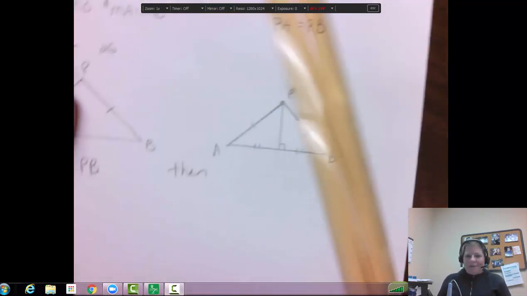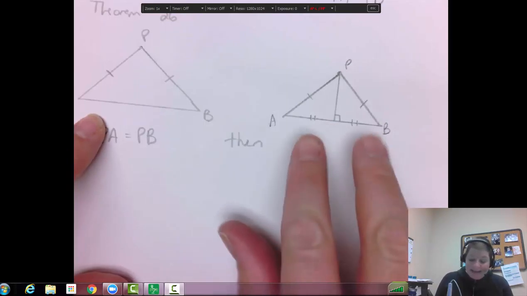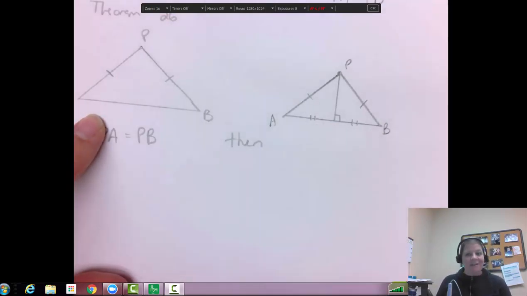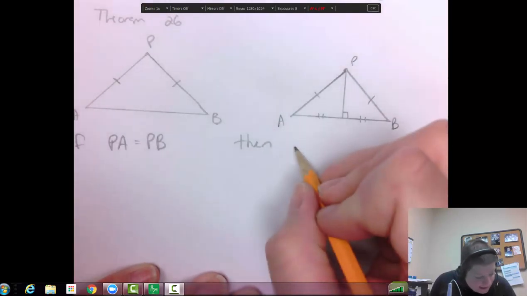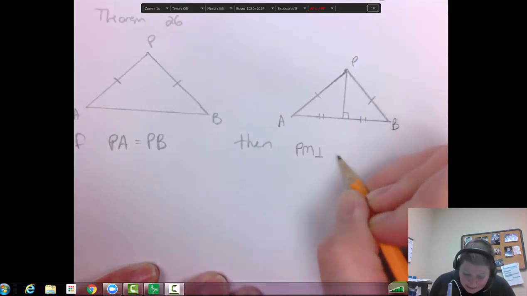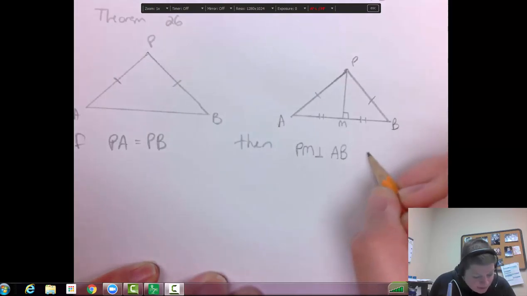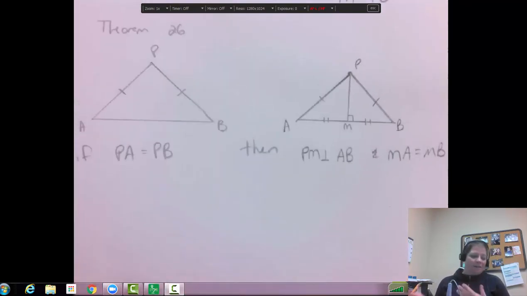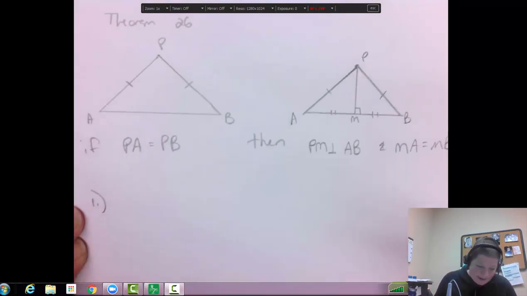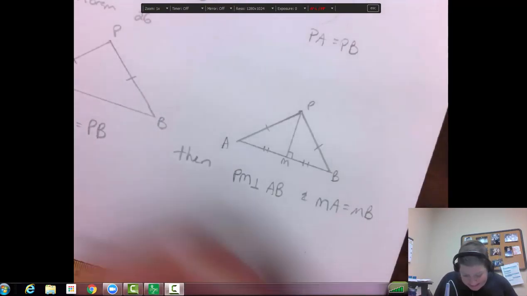All right. So if you start out with these two sides and you draw a perpendicular down, it is going to bisect and be the perpendicular bisector from that point P. So then you would have PM as perpendicular to AB. You would also have MA is equal to MB. Right? So it kind of goes both ways. So where would I use this in examples for actual problems? I might have something like this.